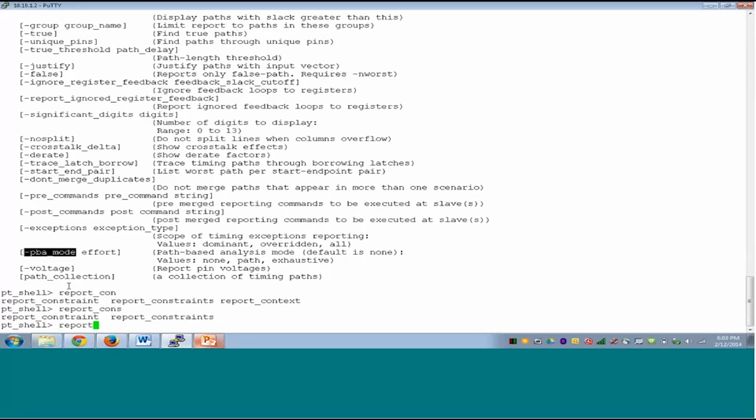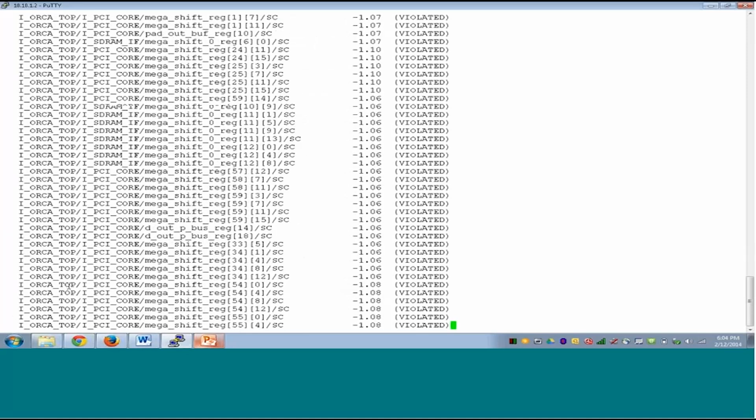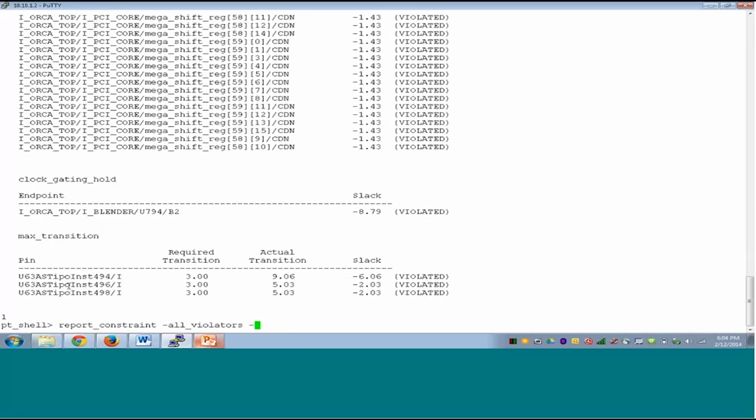Now let's do a report constraints minus all violators. So there are so many violations here. Let's do a no split. No split we do when you are writing to a report. Let's do all.